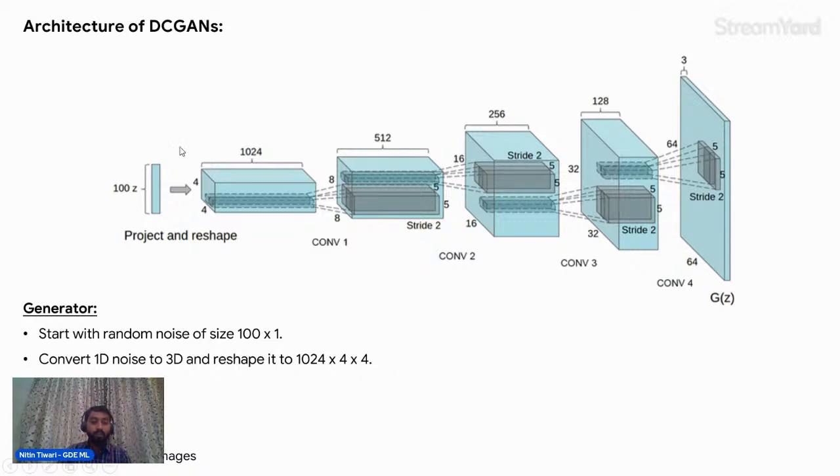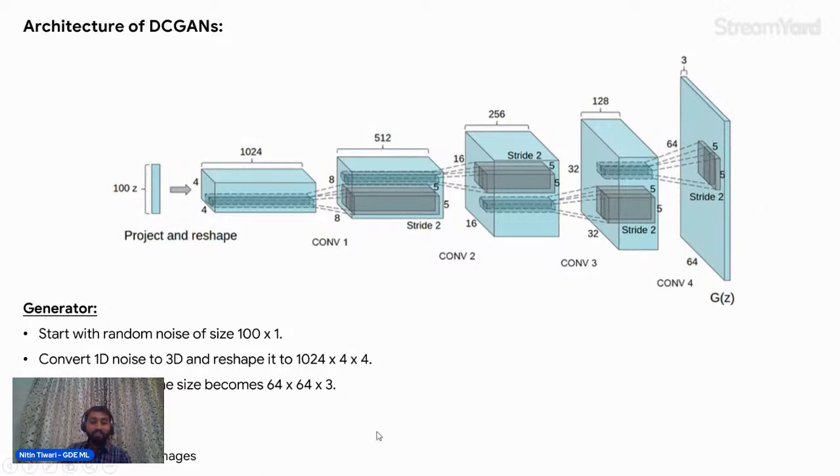How do we know that this is one dimensional and this is 3D? If you see, this is a vector 100 cross 1, and we reshape it as 1024 cross 4 cross 4. So we can see that there are three dimensions in this case. We continuously deconvolute this from one layer to another. You can see that the size is decreasing from 1024, then 512. It is halving at every stage until it reaches 128 and then finally 64. It will continue to deconvolute until the size becomes 64 cross 64 cross 3.